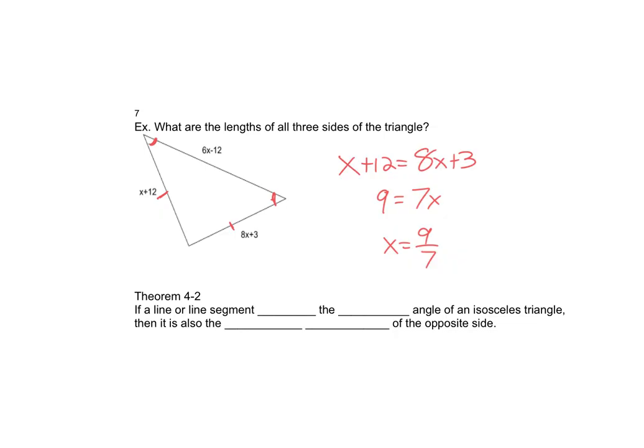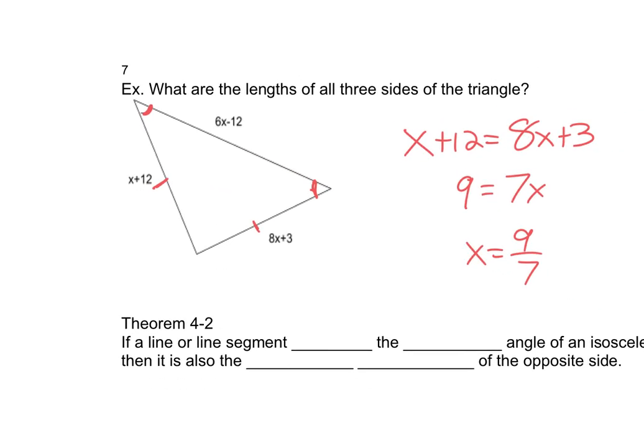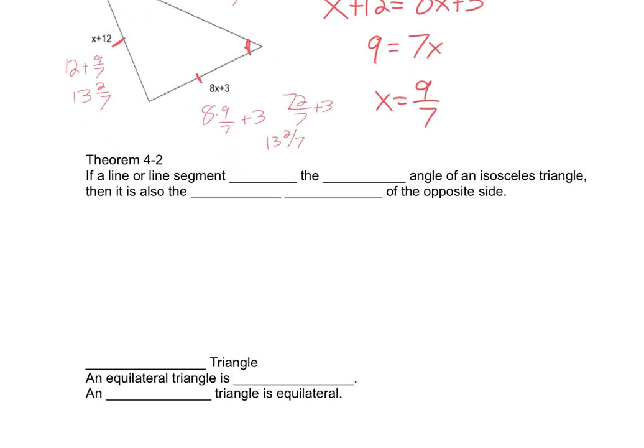Now I can plug that in, and this would give me 12 plus 9/7, so I'm just going to call that 13 2/7. This is 8 times 9/7 plus 3, so 72/7 plus 3 is 13 2/7. It's the exact same. And then we have 6 times 9/7 minus 12. So this number doesn't work very well because I think we end up with a negative side length. But that's the idea on how you can solve this type of triangle.